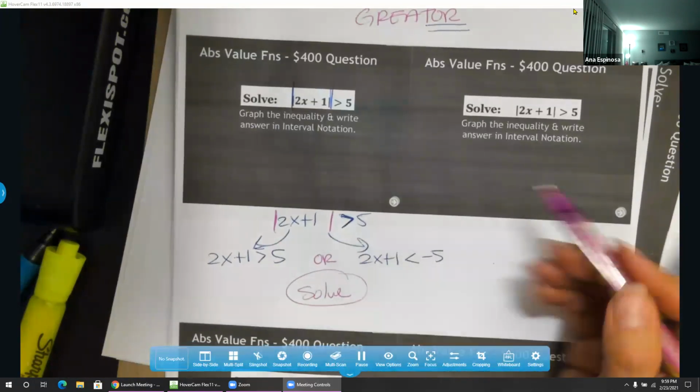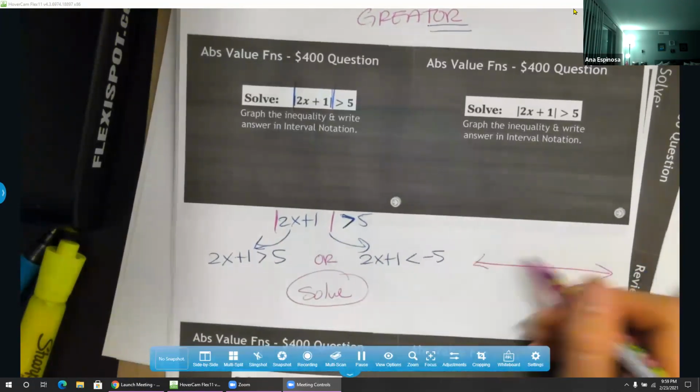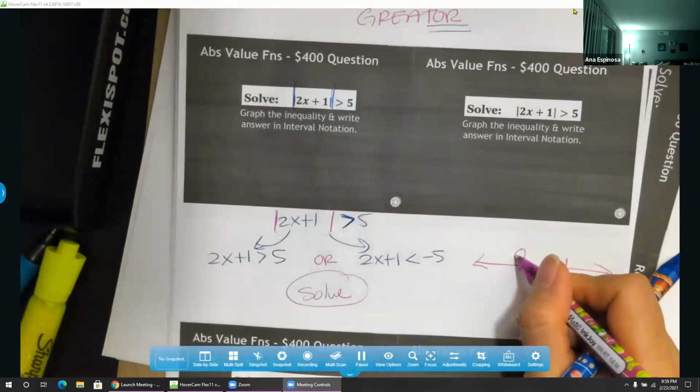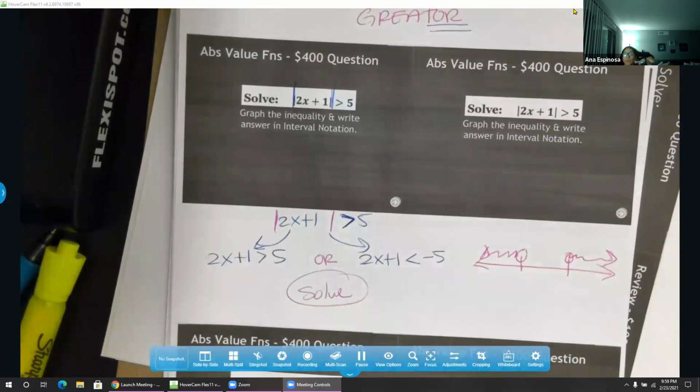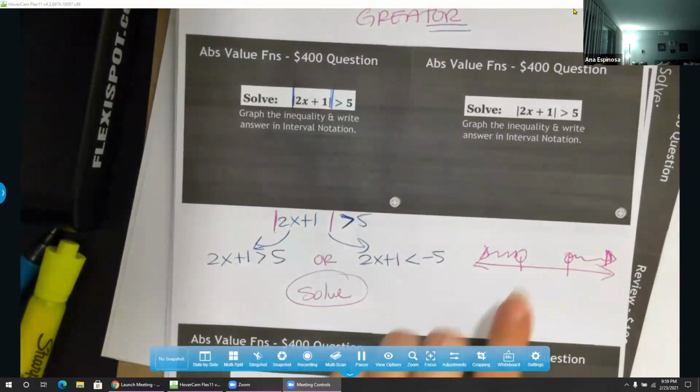When you graph an or, the or is going to come out to graph opposite ways. That's why it's called an or, because it's either one side or the other. Okay, so your graph should come out like that.